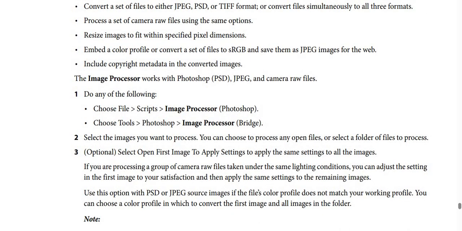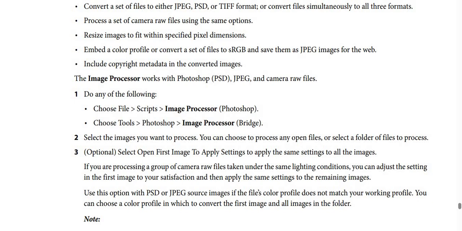The first step, choose File, then choose Scripts, then choose Image Processor if you use Photoshop, and after that choose Tools, or choose Photoshop and select Image Processor if you use Bridge. Step number 2, you should select the images you want to process, and you can also choose to process any open files or select a folder of files to process.